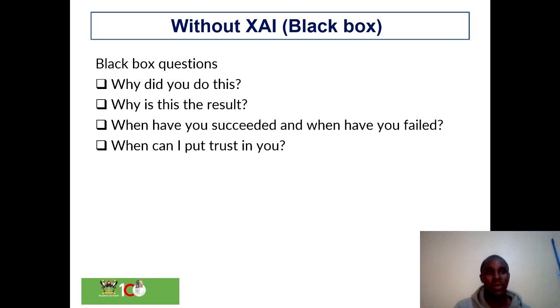So without explainable AI, we have a black box, and we have some questions that are left unanswered, like why did the model do what it did? Why did it provide that particular result? When does it succeed or fail? And when can we put trust in the model?